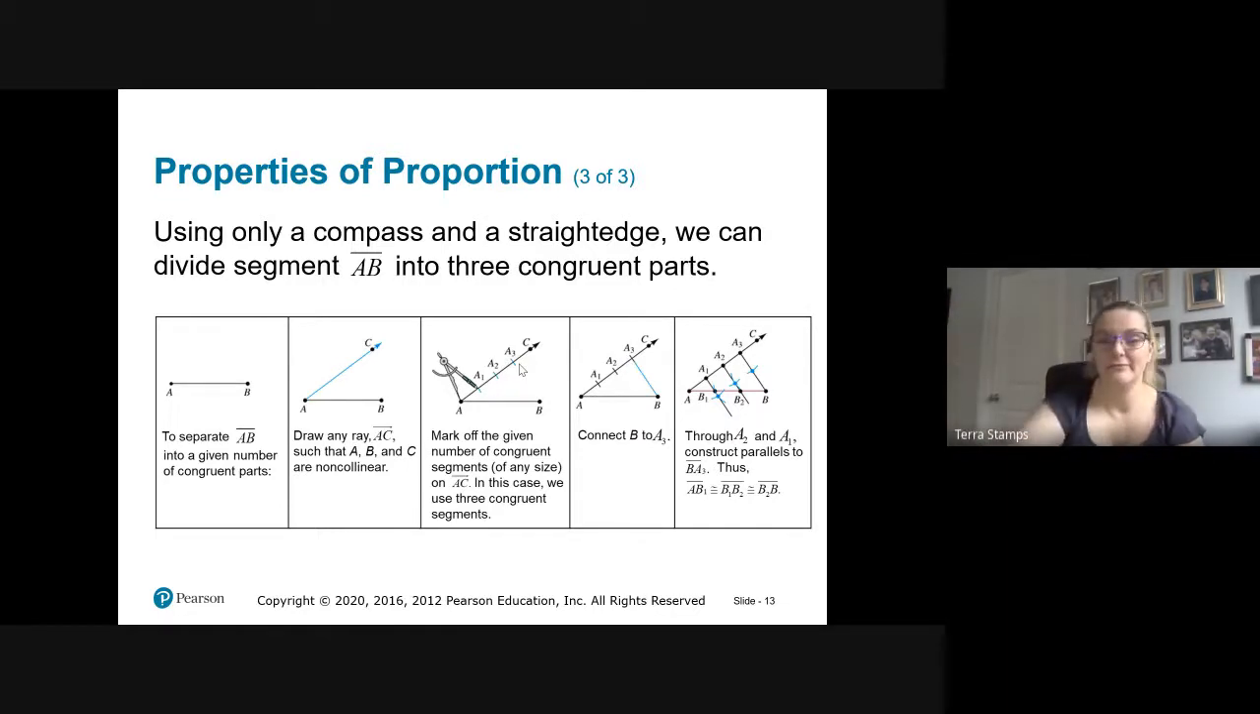Now we start up here at A3, same compass setting, come down and make an arc. Move your point to A2, make an arc. Move your point to A1, make an arc. Those are what in class I would call the down arcs. So you've got the right arcs, going up that line to the right, and then from the right arcs, you make the down arcs.